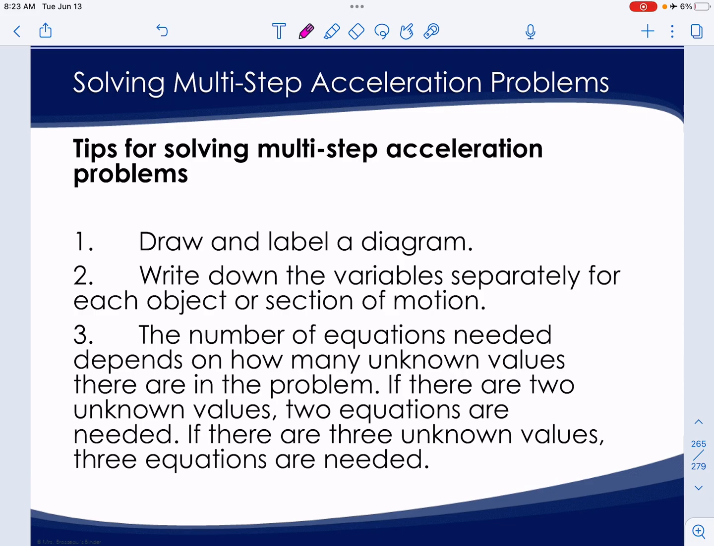Tips for solving multi-step acceleration problems. You draw and label a diagram, write down the variables separately for each object, have separate columns for each object. The number of equations needed depends on how many unknown values there are in the problem. If there are 2 unknown values, 2 equations are needed.